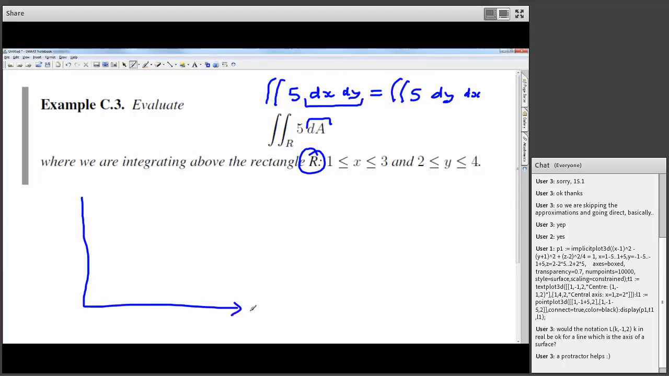So I've got my X and Y axis here. Then this region is everywhere between X equals 1 and 3, and Y is everywhere between 2 and 4. So it's a rectangle, like that. So that's my region of integration, and that's normally doable to work out. This one's very straightforward, being a rectangle, but others will get harder later.